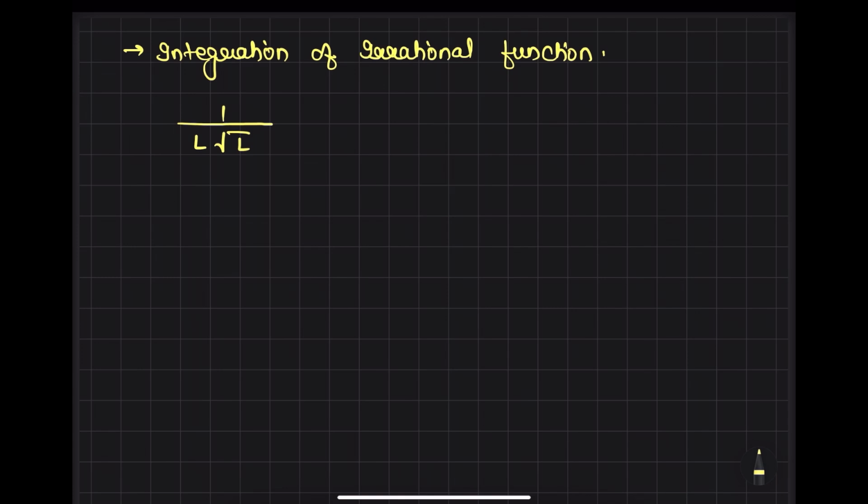So you will have 1 by linear into root under linear. You will have a linear and quadratic combination, or you will have 1 by quadratic into root linear. You may have linear into root quadratic, or you may have quadratic into root quadratic. So you will be facing these 4 scenarios in this set of questions.